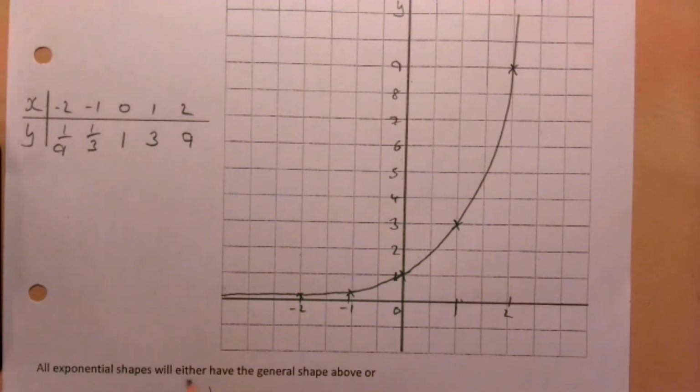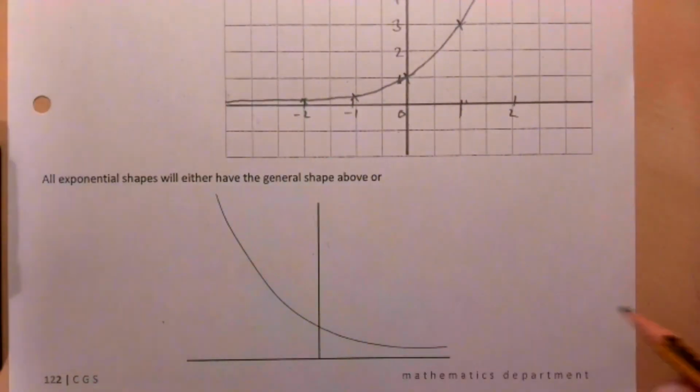All exponential graphs will either have the general shape here, or there's a negative version here.